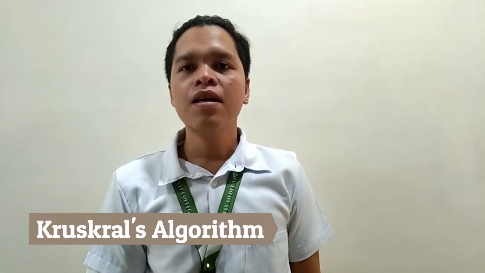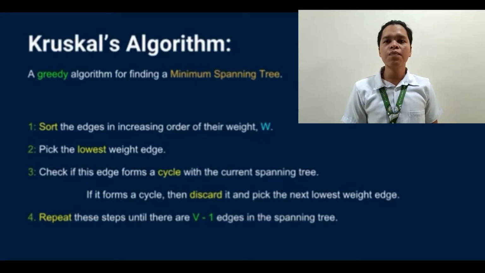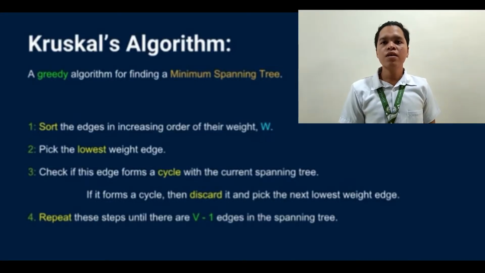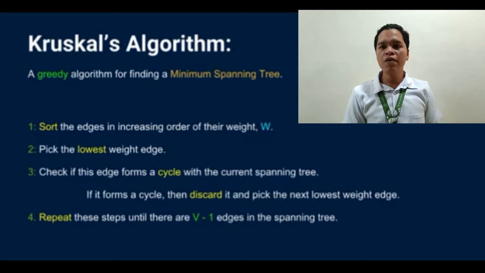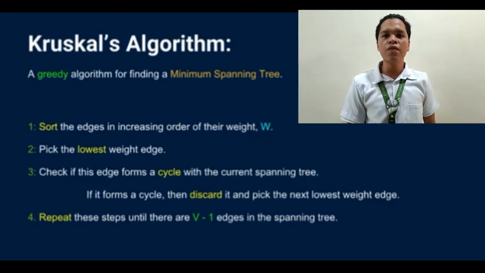If you are familiar with Kruskal's algorithm, it is an algorithm for finding a minimum spanning tree. So why is it important to mention it with this topic? It is because of step 3 of the process. As you can see, we have to check if each edge forms a cycle with the current spanning tree. This is one of the many ways of using the union find method. It is very important in this application.